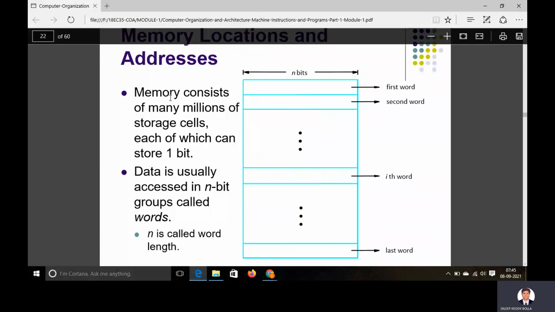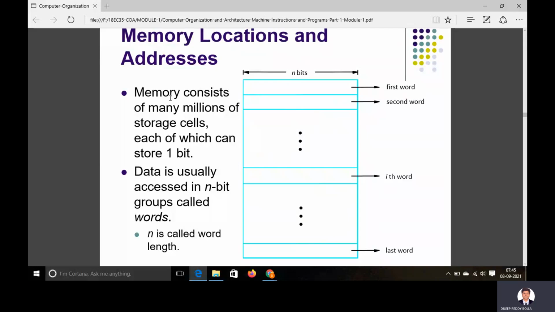As we discussed already, this memory will have a large number of storage cells. Each cell stores one single bit, and the data is usually accessed in n-bit length. If n is 8, we access 8 bits at a time. If the value of n is 4, we can take 4 bits at one point of time.